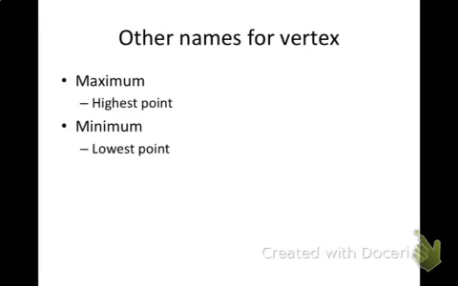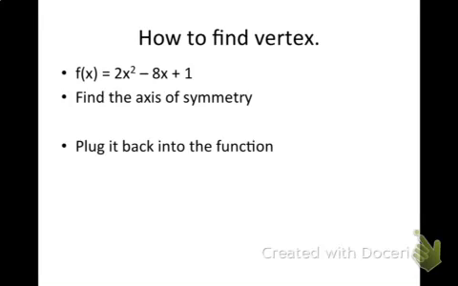So if you have a maximum, then that means that you have a highest point. So these are two things that are common words for vertex. If you're asked to find the maximum or highest point, and also the minimum or the lowest point, then you know you're talking about a vertex. So for example, let's find the vertex together.